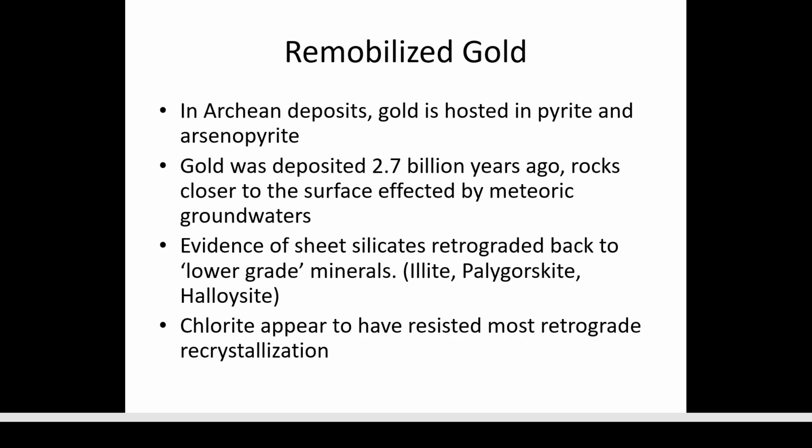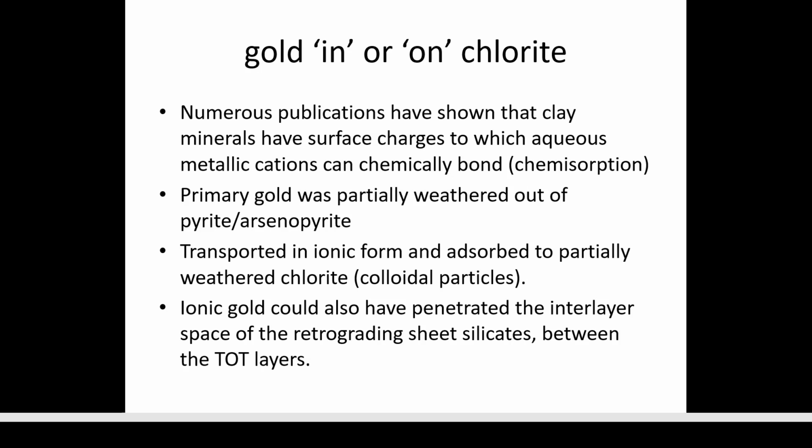This alteration is depositing minerals alongside these hydrothermal fluids, which are retrograding the minerals found within the sample lithology back to lower grade minerals, including illite, palygorskite, and halloysite. The chlorite appears to have resisted the retrogradation process the most, and this is why we're finding chlorite in our petrography samples very, very heavily altered, but still remaining.